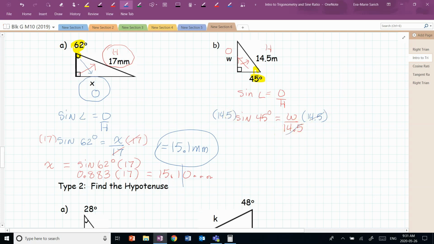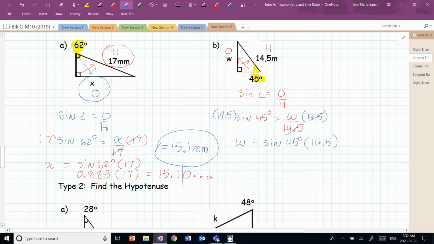14.5 cancels out the 14.5, and we've got W all by itself. Now I'm simply going to flip this. So W is going to equal the sine of 45 times 14.5. Whoops. Times 14.5.